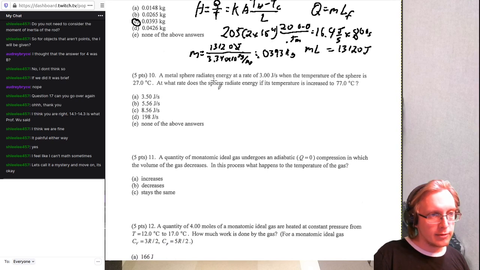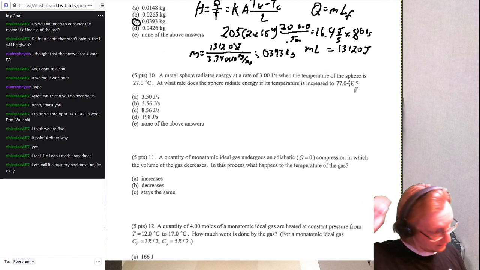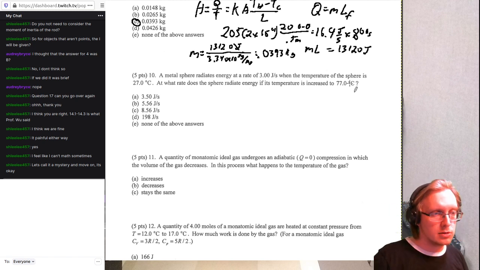A metal sphere radiates energy at 3 watts when the temperature of the sphere is at 27 Celsius. At what rate does the sphere radiate energy if its temperature is increased to 77 Celsius?